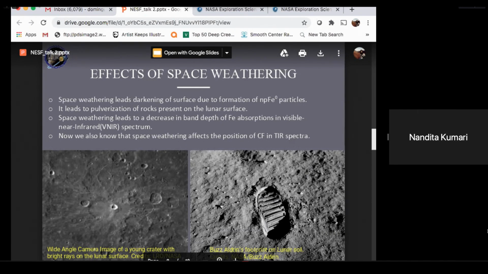So now we also know that space weathering affects CF, but we are going to look into detail how it does, and what all things we need to look into to make sure that we are getting the bulk silicate composition correctly. Next slide, please.